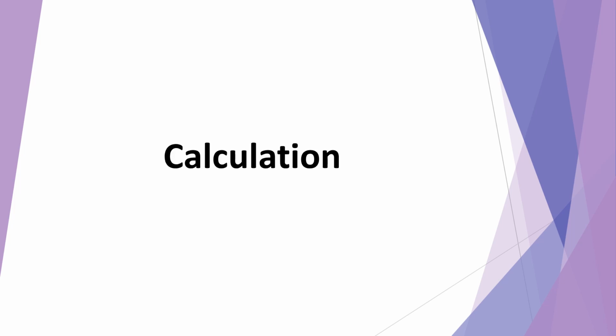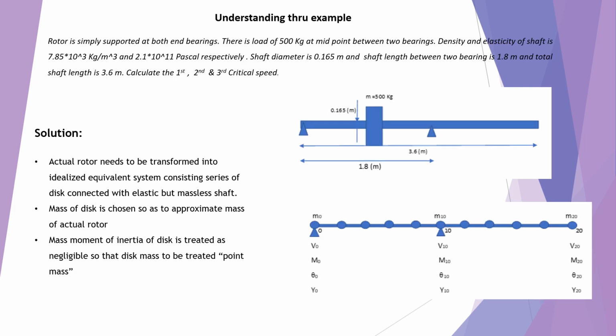Now the calculation part. Let us understand with an example. A rotor is simply supported at both end bearings. There is a load of 500 kg at the midpoint between the bearings. Density and elasticity of the shaft are 7.8 times 10 to the power 3 kg per meter cube and 2.1 times 10 to the power 11 Pascal respectively. Shaft diameter is 0.165 meter, the shaft length between the bearings is 1.8 meter, and the total length of the shaft is 3.6 meter. Calculate the first, second and third critical speeds.